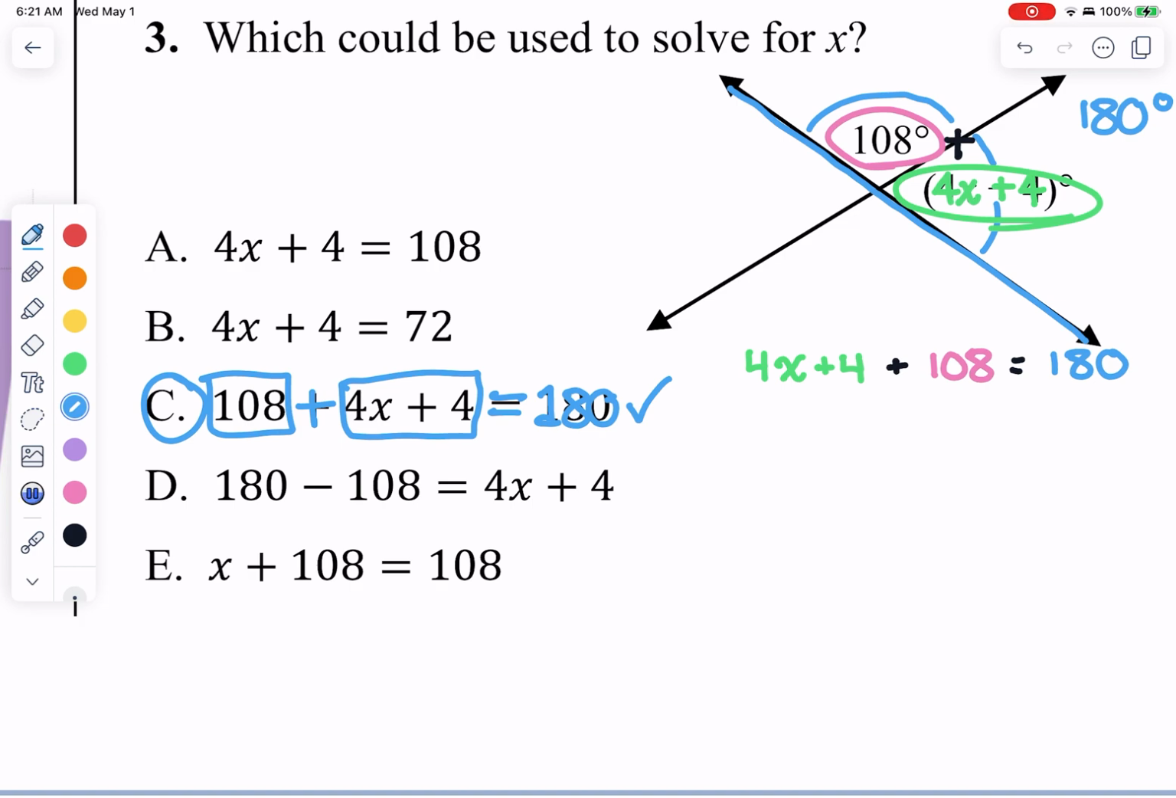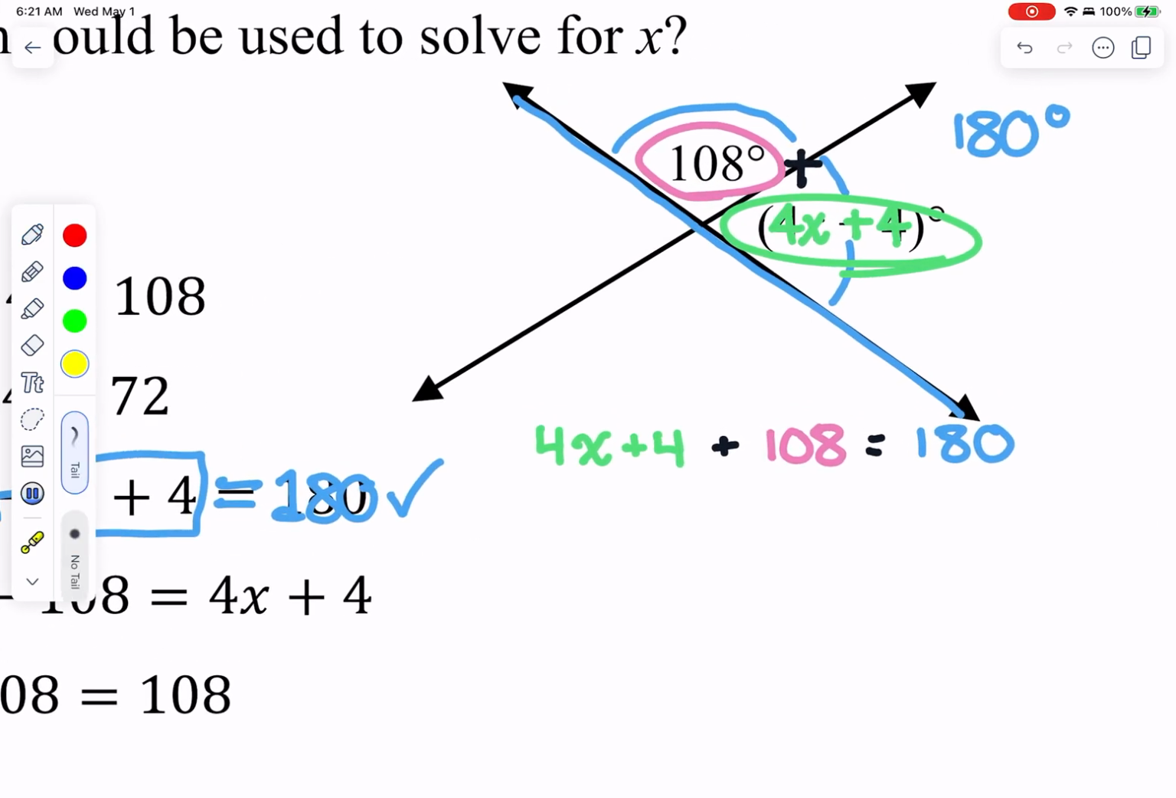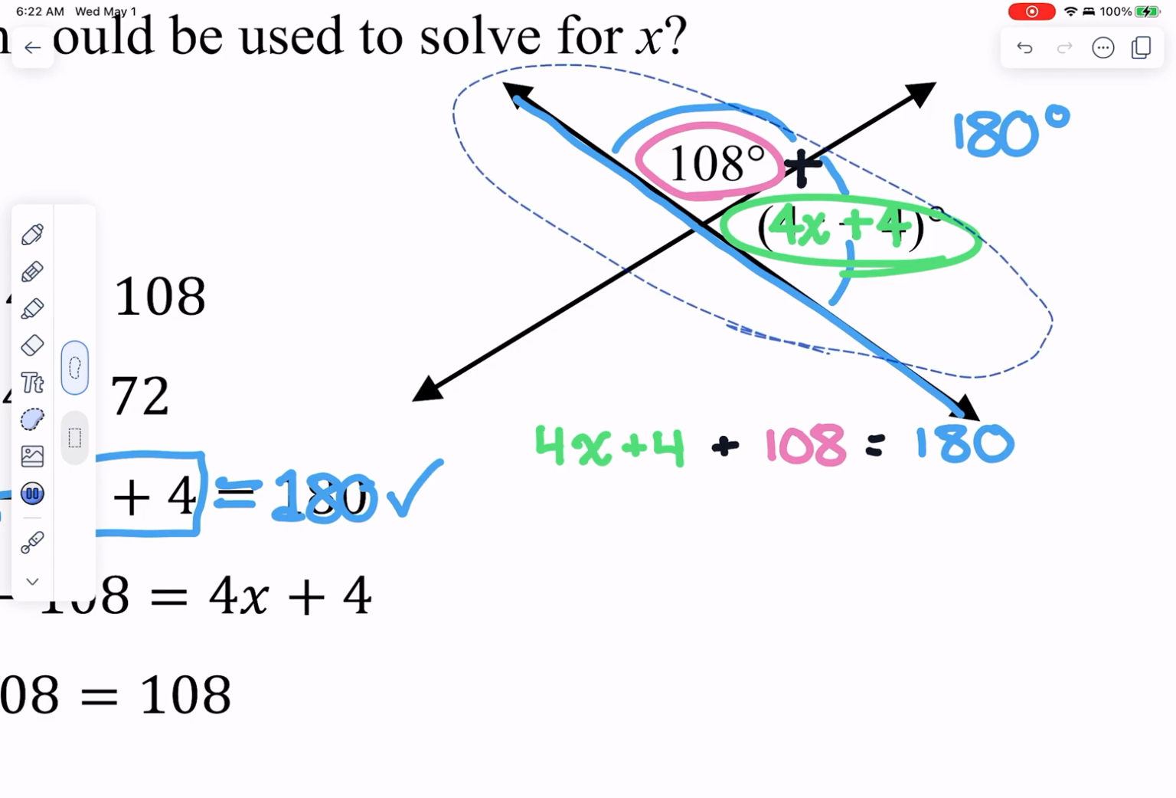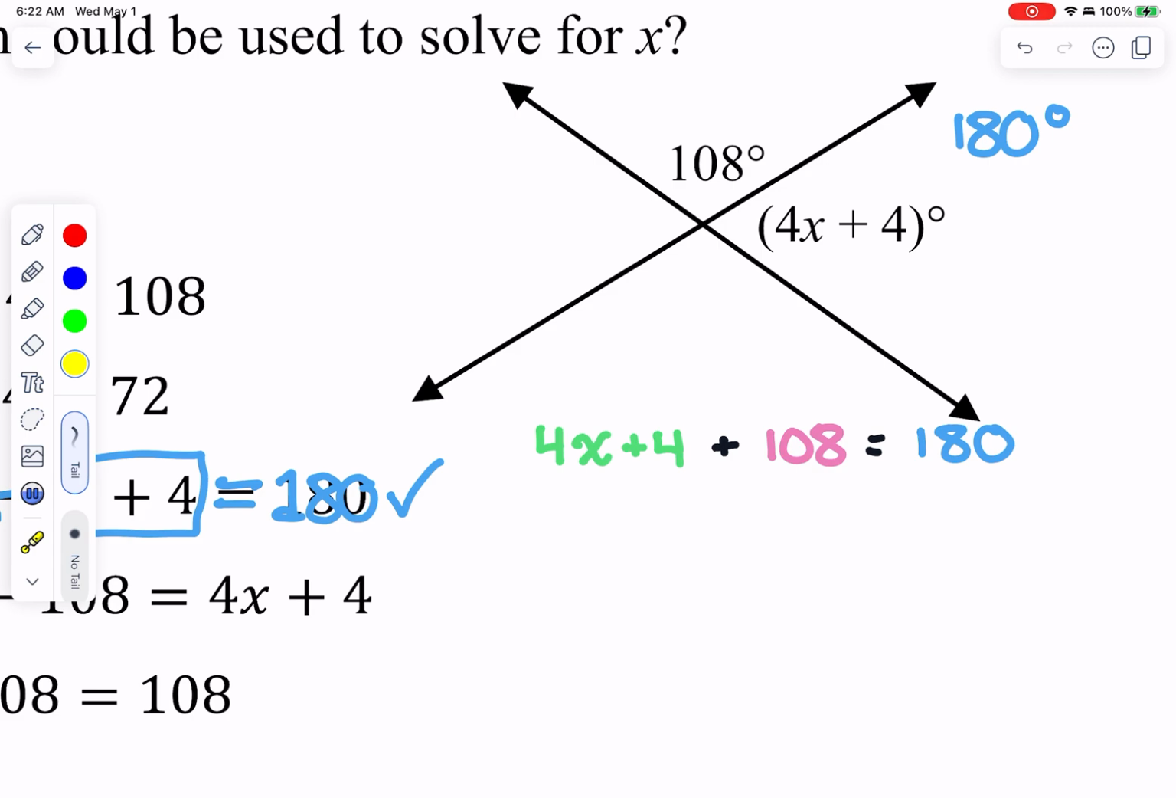All right, now let's investigate the rest of them. A says that 4x plus 4 equals 108. So they're saying that this angle is equal to this angle over here. We know there is a sort of problem where I can solve by setting the angles equal to each other, but they are not adjacent angles. Adjacent angles just means that they're next to each other. There's nothing that would tell me these two angles are equal to each other, so I know that A is wrong.